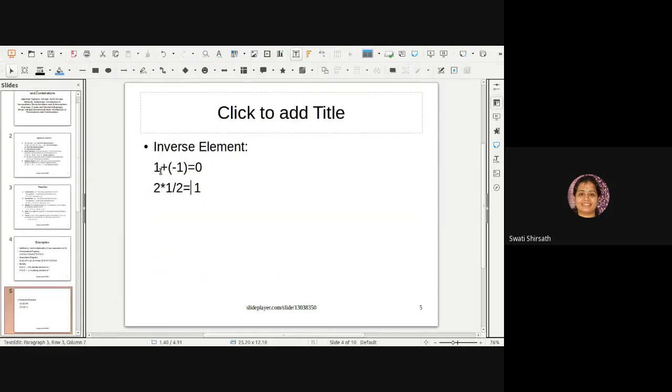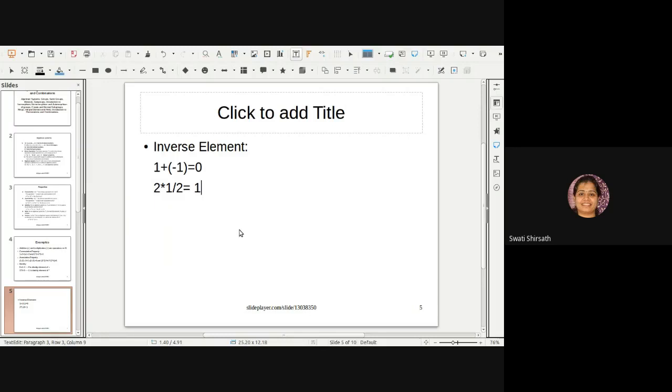Now inverse. In case of addition, 1 plus minus 1 is giving us 0 and 2 into 1 by 2 is giving us 1. So in case of addition, minus a is nothing but your inverse. Okay. And 1 by a is nothing but inverse for multiplication. This is called as additive inverse and this is called as multiplicative inverse.